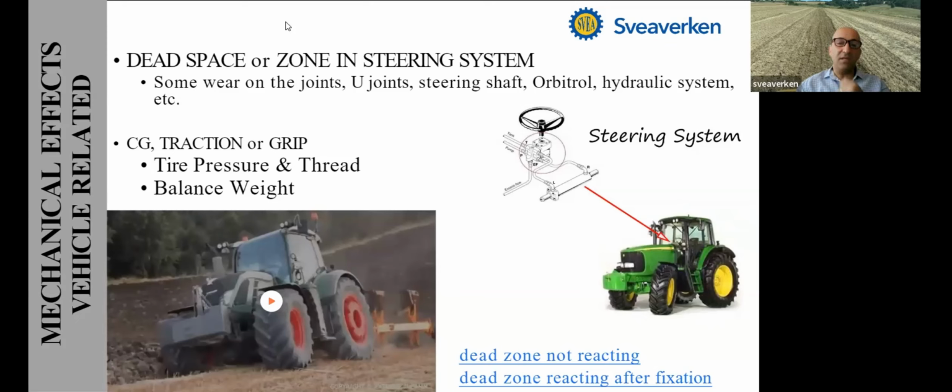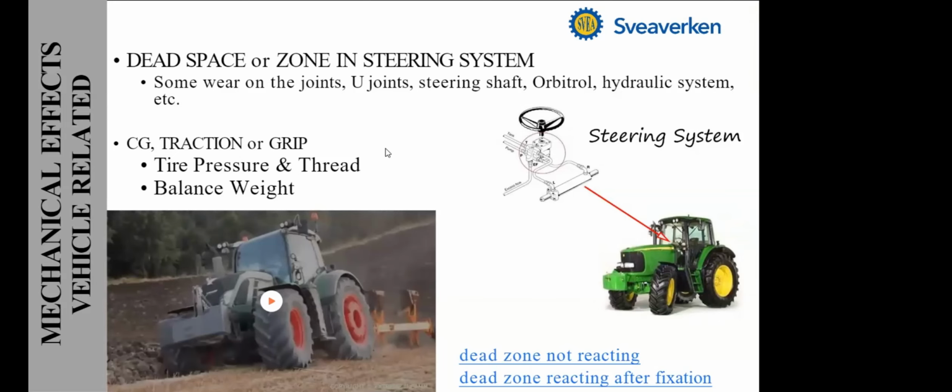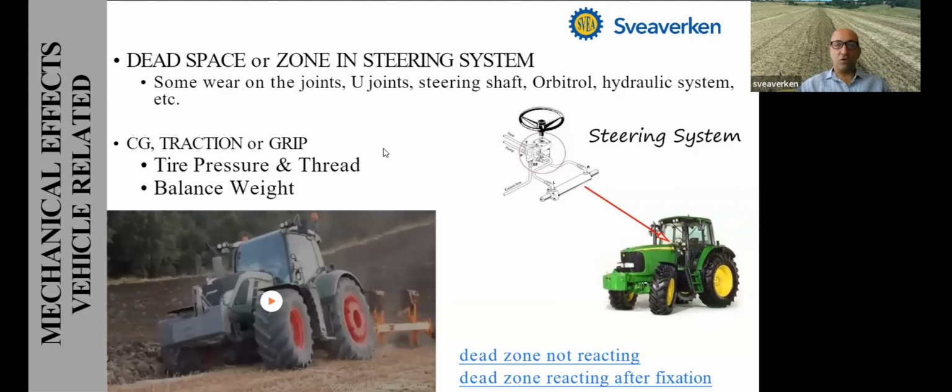The system is only steerable if the vehicle is in good condition. What I mean is, if the front tires, most of the time for a tractor case, are not steered, then there's a dead zone because of the wear on the joints, U-joints or steering shaft or hydraulic system, etc. And the important thing of the traction is the center of gravity or the grip of tires. I'm not talking too much on this because we will highly focus on the parameters and the solutions, but you should know that there will be effects from the vehicle side.